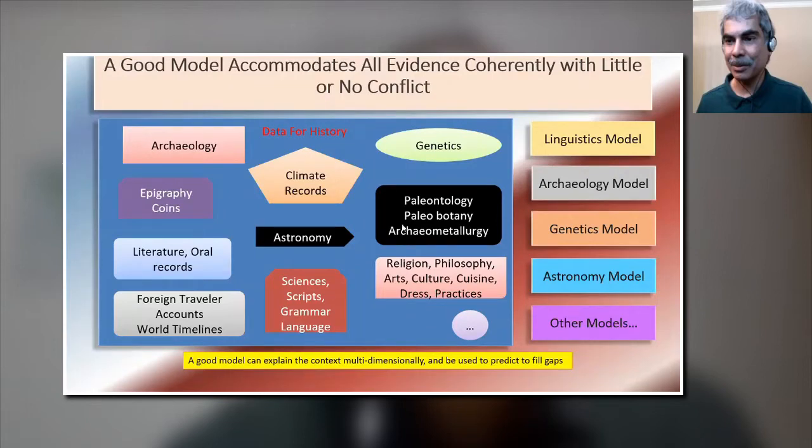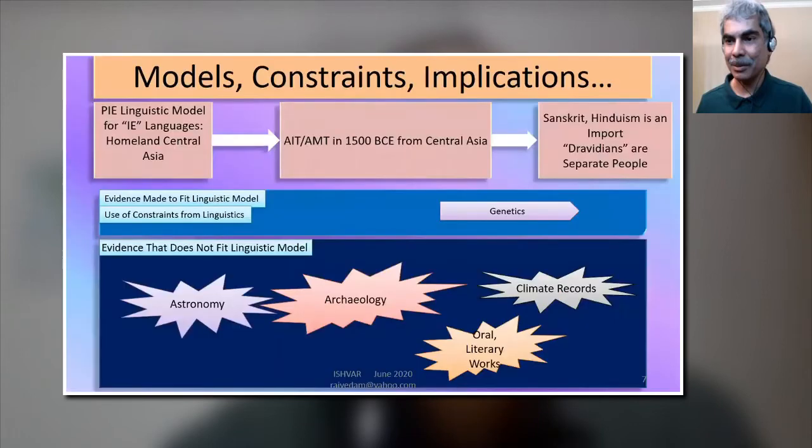Well, today we know that there's a linguistics model used for Indian history, an archaeological model, a genetics model, and I'm proposing that there's also an astronomy model, and there are other models also, and we need to see where the evidence is taking us. If any of the models don't fit the data well, then a flag goes up and we need to ask what is going on. So models always come with constraints and some implications of using a model and so on.